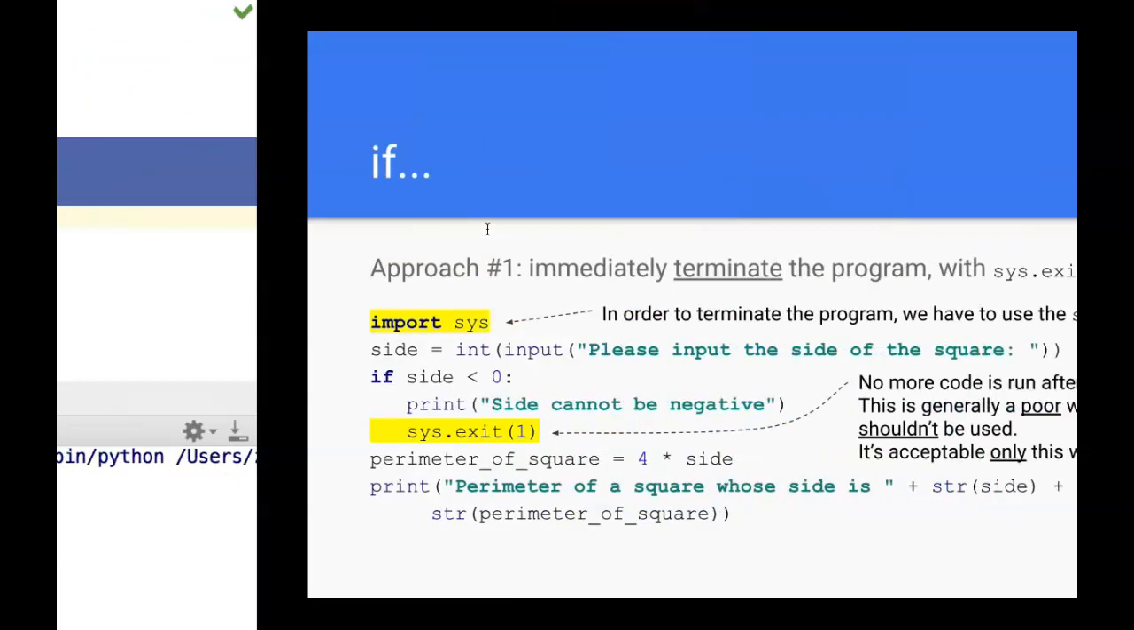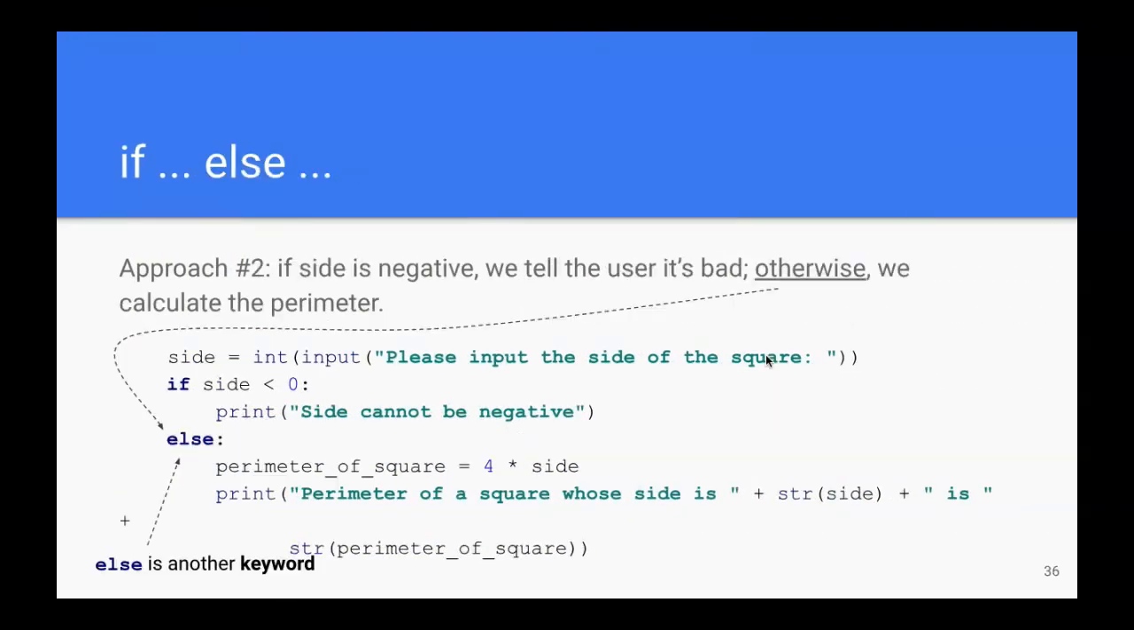Okay, what is approach number 2? Well, approach number 2, if we want to say it in English, is something like: if side is negative, we tell the user that it's a bad number. Otherwise, we will calculate the perimeter. And as it turns out, there's an equivalent of otherwise in Python, or actually it's also kind of in English, and that is using else.